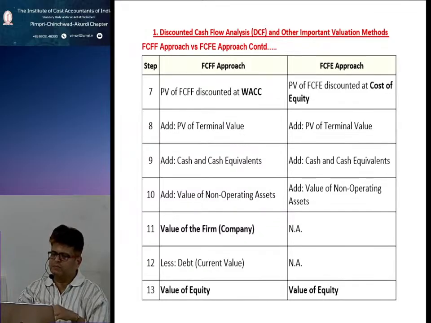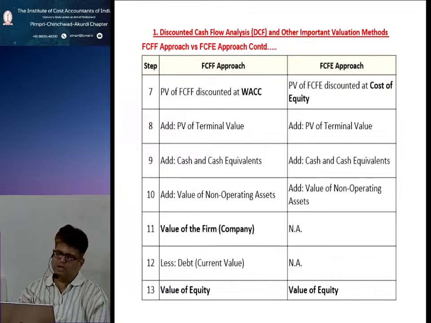Then we calculate the present value of FCFF discounted at WACC, and the present value of FCFE is discounted at cost of equity. To that we add the present value of terminal value. Then we add the cash and cash equivalents. Then in both the approaches we add the value of non-operating assets. In the case of the FCFF approach, we arrive at the value of the firm, that is the company. From that we reduce the debt, that is the current value, which gives us the value of equity.